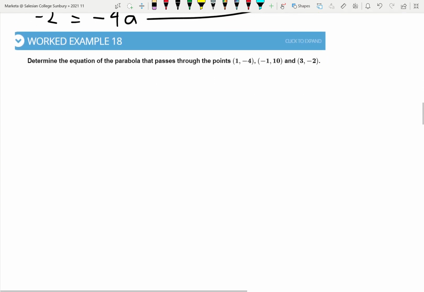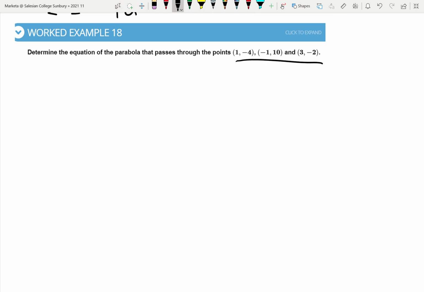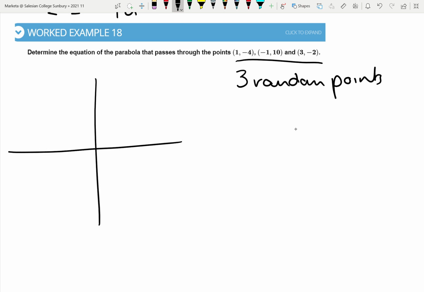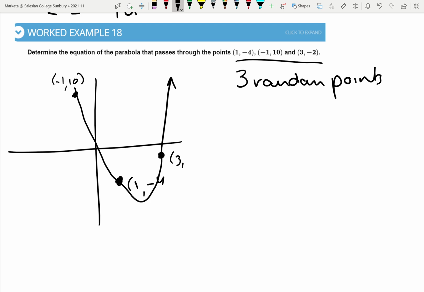The next one is one where we've got 3 random points. So in this case, they haven't shown a picture, but I will. We've got a point at 1, negative 4. So maybe here. We've got a point at negative 1, 10. And we've got a point at 3, negative 2. So it might look something like this. And we're not given the turning point here. We're just given 3 random points, not the turning point, not the x-intercepts, and not the y-intercept. So 3, negative 2. So let's say it looks something like that.